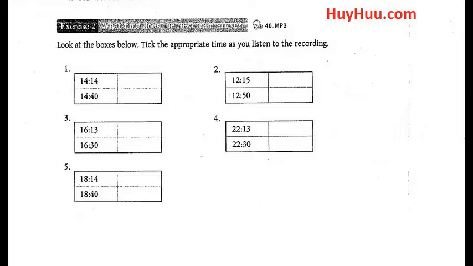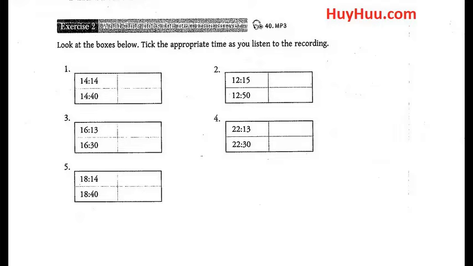Exercise 2. What time does the next train arrive? Look at the boxes below. Tick the appropriate time as you listen to the tape. 1. Excuse me, please. What time does the next train arrive? 14:40.